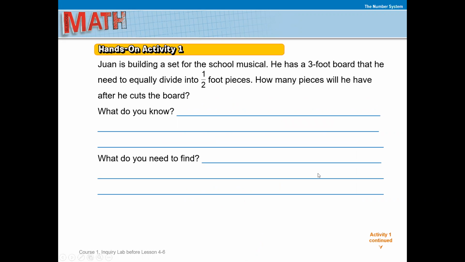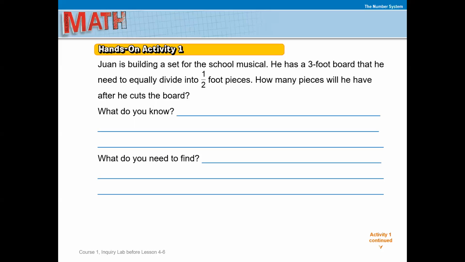Juan is building a set for the school musical. He has a 3-foot board that he needs to equally divide into 1/2 foot pieces. How many pieces will he have after he cuts the board?